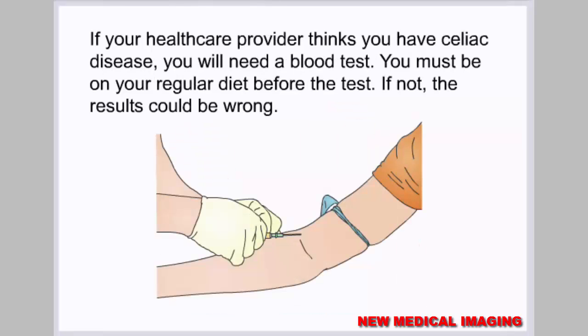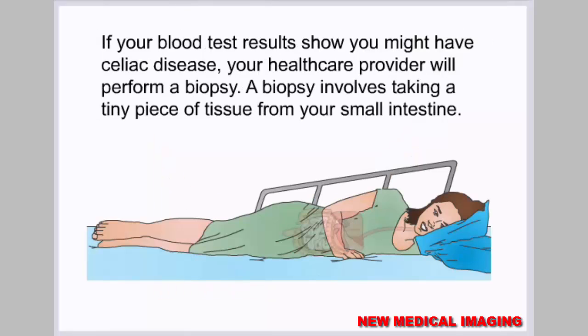He or she will also perform a physical exam. If your healthcare provider thinks you have celiac disease, you will need a blood test. You must be on your regular diet before the test. If not, the results could be wrong. If your blood test results show that you might have celiac disease, your healthcare provider will perform a biopsy. A biopsy involves taking a tiny piece of tissue from your small intestine.